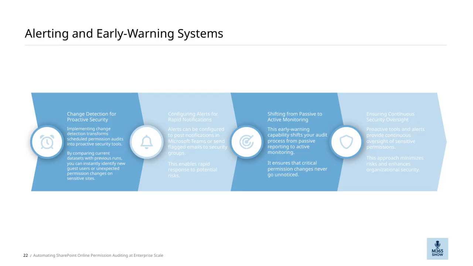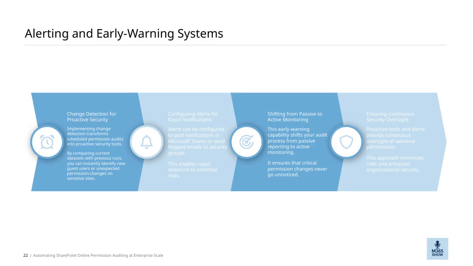Let's talk about alerting and early warning systems. These proactive tools are essential because they provide continuous oversight of sensitive permissions across your organization. By automating this process, we can minimize risks and significantly boost your security posture.